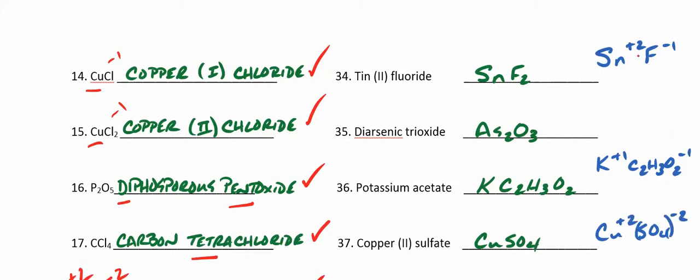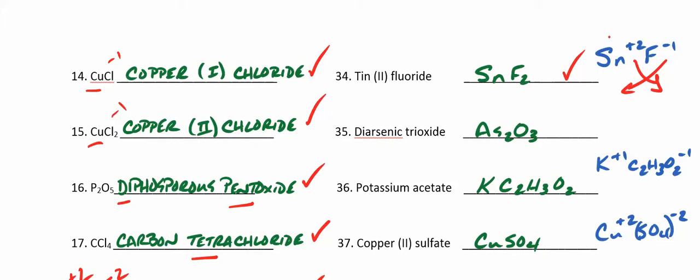Number 34, we've got tin 2 fluoride. Tin has a charge of +2. Fluorine always has a charge of -1. We'll do the switch just like this. We've got tin, don't put the 1. Fluoride gets a 2. That +2 becomes a 2 down here. So we've got tin 2 fluoride, SnF2.